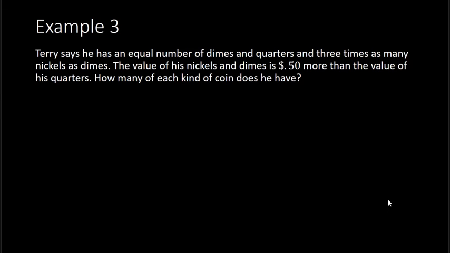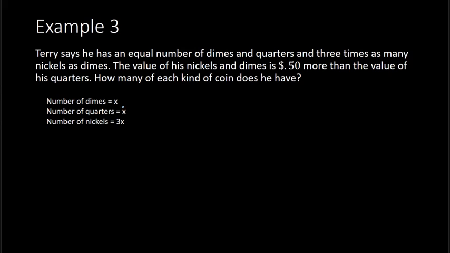So he has an equal number of dimes and quarters. So if we let dimes be x, that's the number of dimes, then the number of quarters would also be x, because those are the same. And then the nickels, there are 3 times as many nickels. So the nickels would be 3 times x.